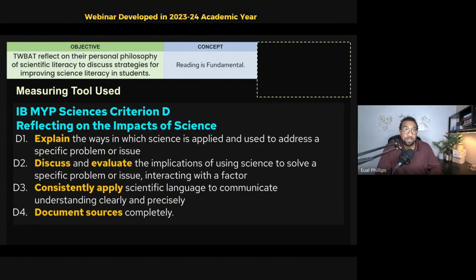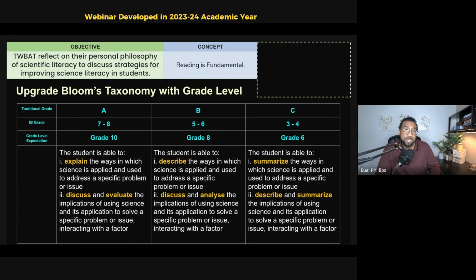This list should look familiar. It's the same list that I showed you at the beginning of the webinar, where you had to evaluate how important these skills were for students to learn. These are the same skills that are assessed in the International Baccalaureate Middle Years Program Science Criterion D. Now, you don't have to be an International Baccalaureate school to use these rubrics, but I think the great thing about them is that they upgrade Bloom's taxonomy with grade level and with the skill ability of the student.